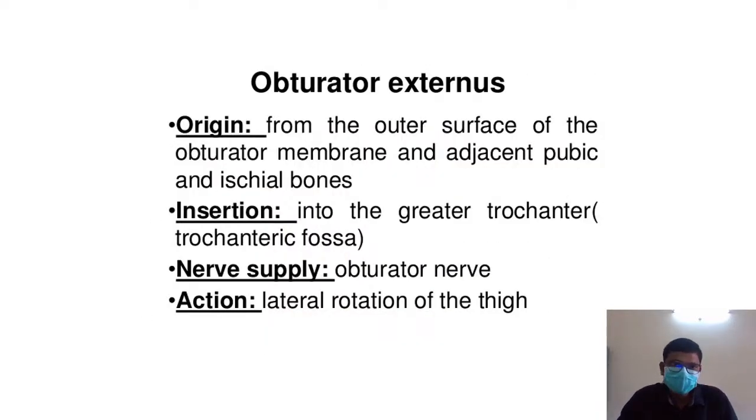Now the obturator externus muscle. This obturator externus muscle takes its origin from the outer surface of the obturator membrane and adjacent pubic and ischial bones. However, after taking its origin, it finally gets inserted into the greater trochanter, at the level of the intertrochanteric fossa. This muscle is supplied by the obturator nerve or the nerve to the obturator externus, and its important action is that it helps in the lateral rotation of the thigh.